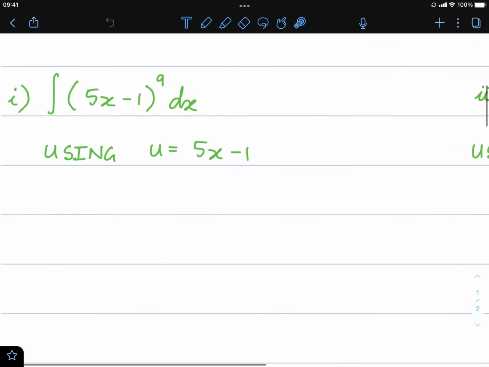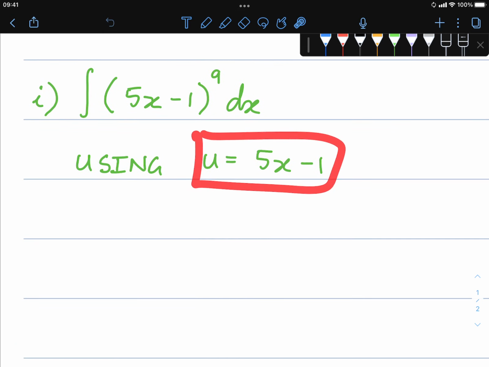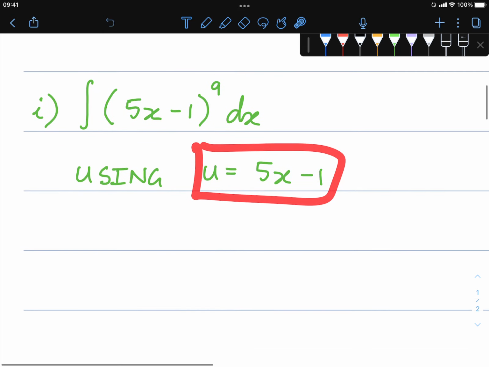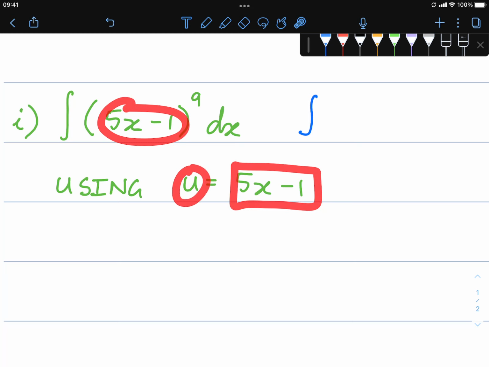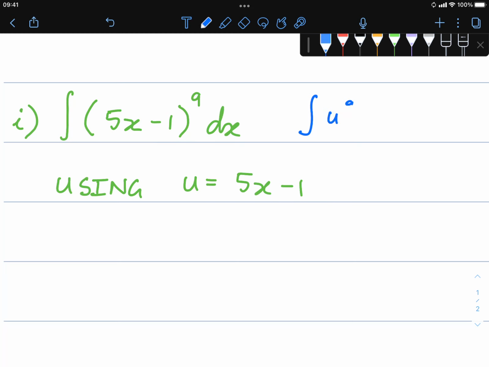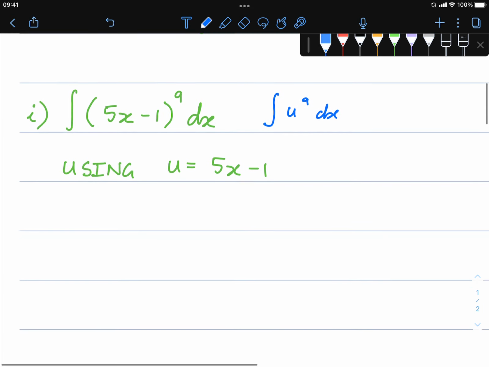So here we go. As we can see, we're being told what substitution to use. But we can't just integrate it straight away. Notice how all of this is going to be u, so it's u to the power of 9 dx. Notice how it's still dx, and we can't really integrate this unless we had a du here instead. So we do some manipulation here.